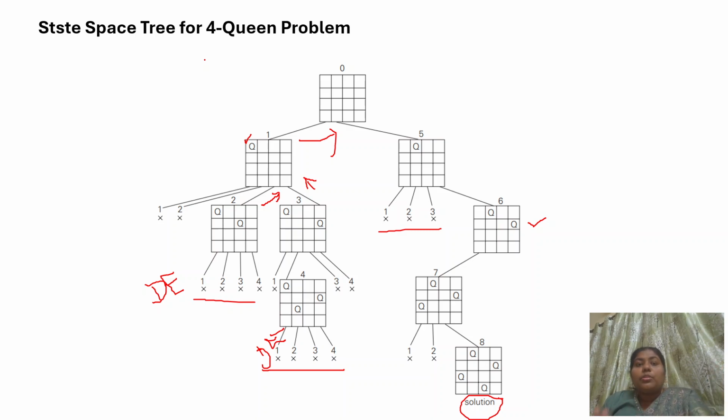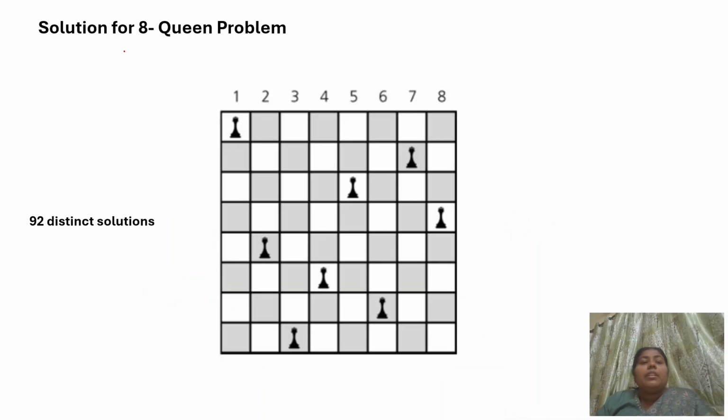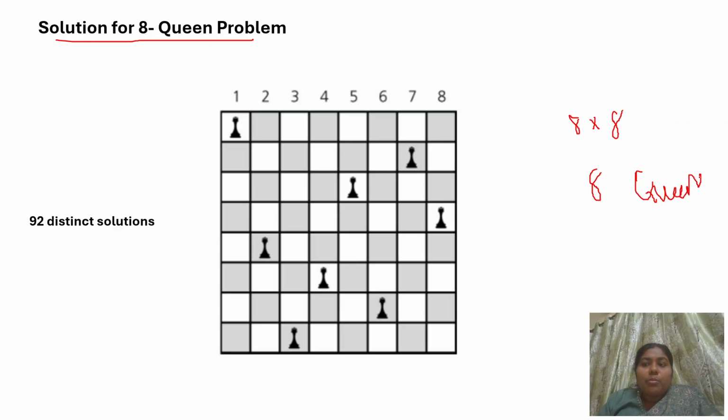So this is showing only a partial concept of this one. Only one solution is given here. So this is normally an 8 queens problem. What is the 8 queens problem? What we have to use here is an 8 cross 8 chessboard, and how many queens I want to place here is 8 queens. So that is the concept of an 8 queens problem. I want to place 8 queens in an 8 cross 8 chessboard. So this is one of the solutions of an 8 queens problem.